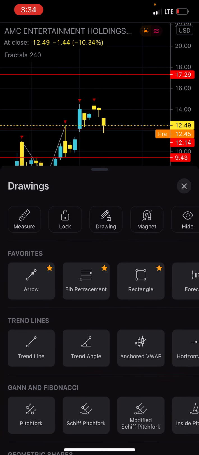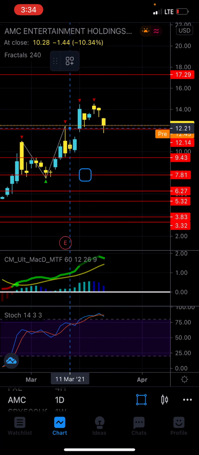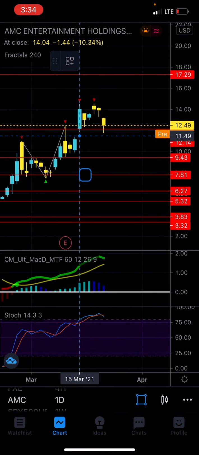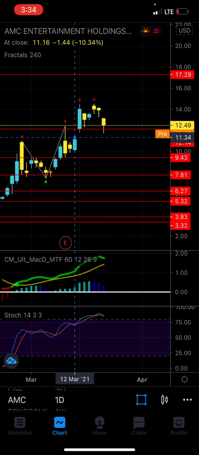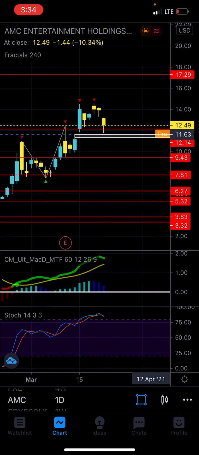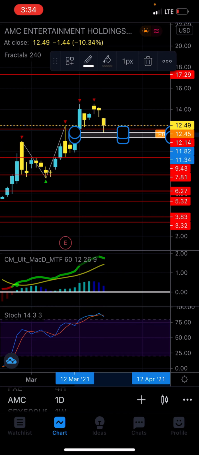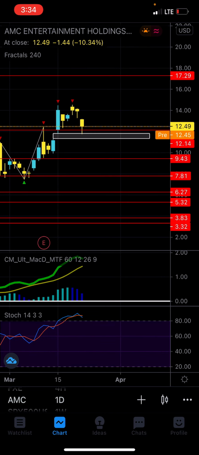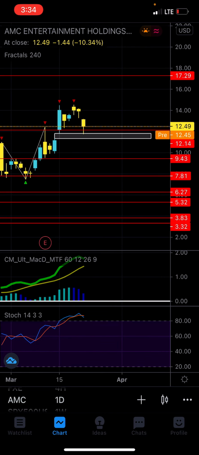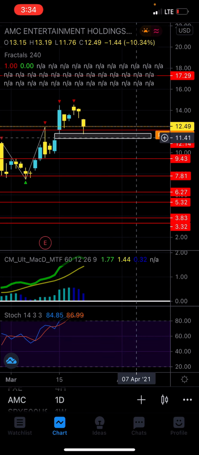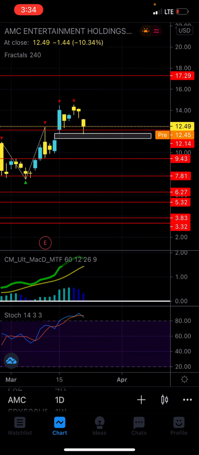So we'll place another rectangle here just so you guys know that I am a big believer that gaps always get filled. So we'll set it there. As of right now, that gap hasn't been filled yet. I actually think it has been filled already. I think we're down at 12.10 current price for AMC. So it might be getting filled pre-market.